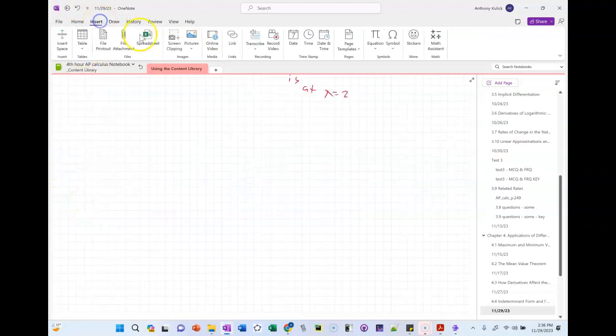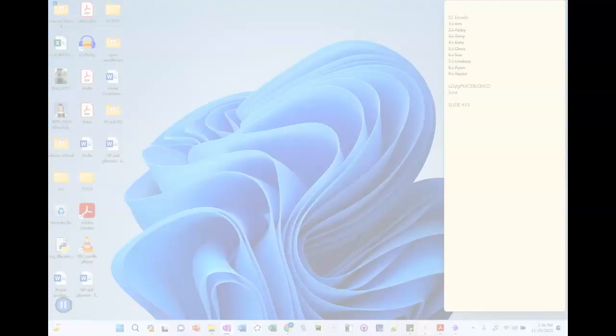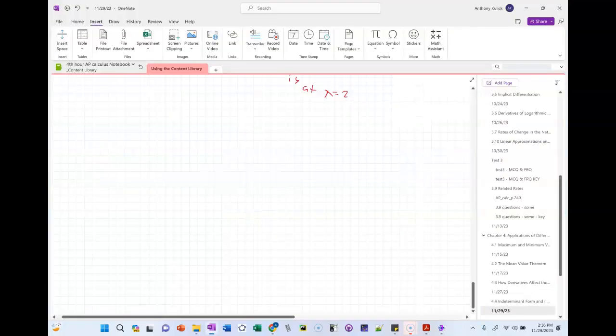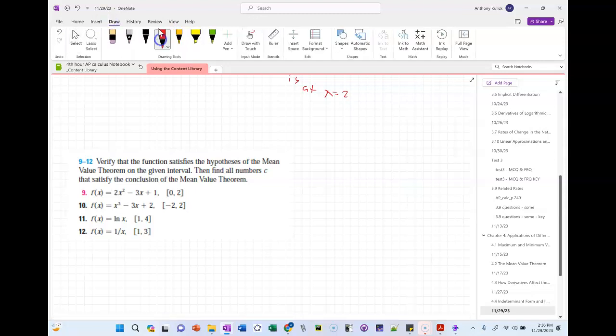We haven't talked about the mean value theorem here. Let's do one of those. Absolutely. Sure thing. So let's just maybe do the first one here. Verify the function satisfies the hypotheses of the mean value theorem on the given interval.